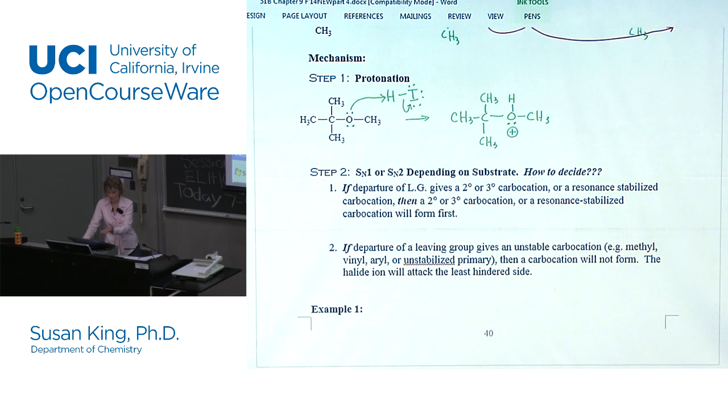So these are the two considerations here. How we decide: if departure of a leaving group gives a secondary or tertiary carbocation or a resonance stabilized carbocation, then a secondary or tertiary or resonance stabilized carbocation will form first. That's what you have to remember. So if we can make a secondary, a tertiary, or one of those resonance stabilized carbocations, that's the first thing that's going to happen. And therefore, if we form a carbocation first, then that means it's an SN1. SN1 will be the fastest.